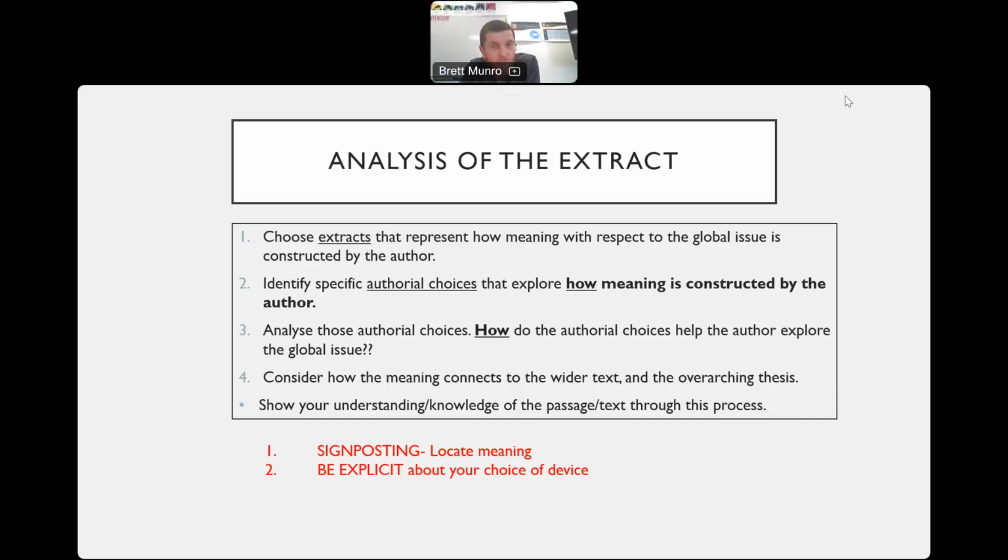You must make sure that you are signposting to help you locate meaning. Signposting just means that you're actually telling your assessor exactly what you're doing and where you are at a certain point. It's using words such as in the extract, in the wider text, secondly, firstly, etc., that help to just locate where you are in your presentation. You also must be explicit about your choice of device. The more explicit you are, the closer your analysis is going to be, and the more sophisticated you will be.